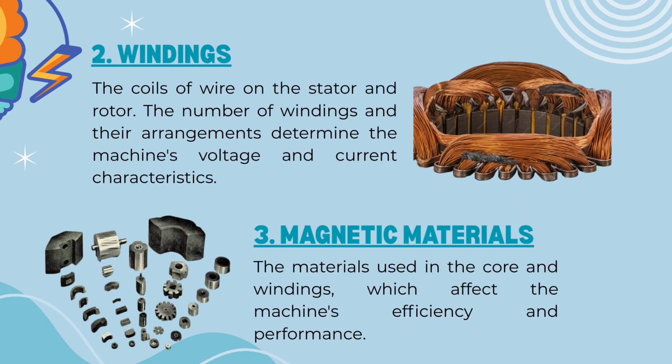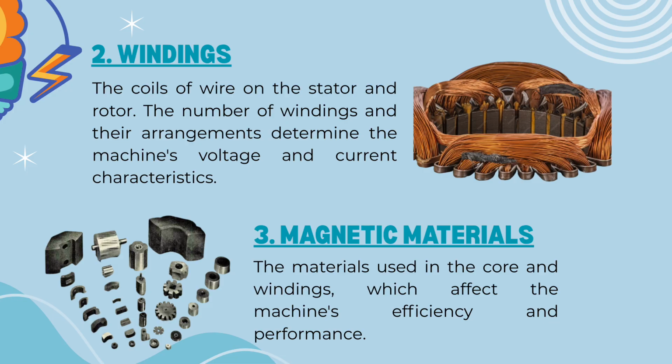And next is the windings. The coils of wire on the stator and rotor. The number of windings or their arrangements determine the machine's voltage and current characteristics. So, windings are coils of wire placed on the stator and rotor of an electrical machine. The number of coils and how they are arranged affects the machine's voltage, current, and overall performance.